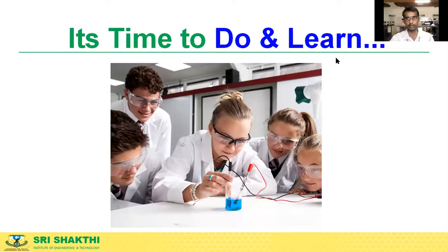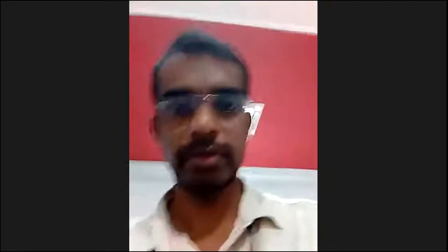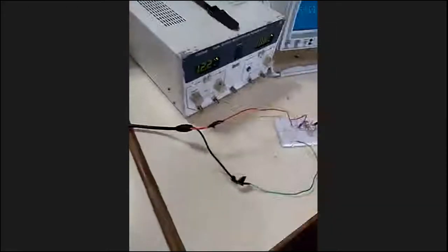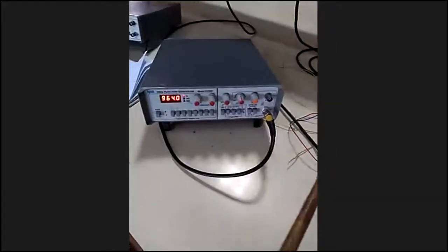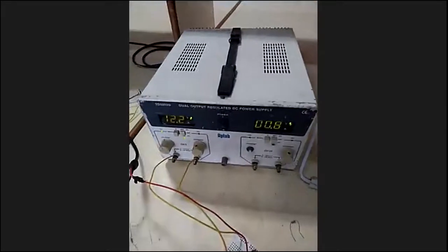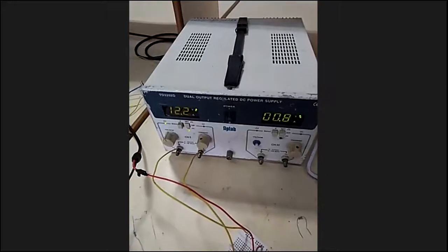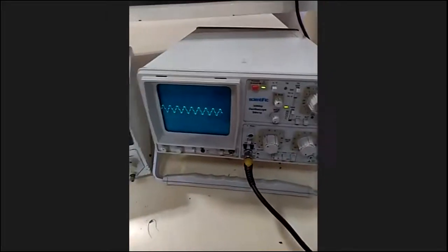So now it's time to go and check whether it really works. We are going to see how the circuit is going to work. So let's move to the circuit. This is the setup. As usual, you have a function generator to generate an AC signal, a regulated power supply to give VCC, and a CRO to view the output. So here is the connection.